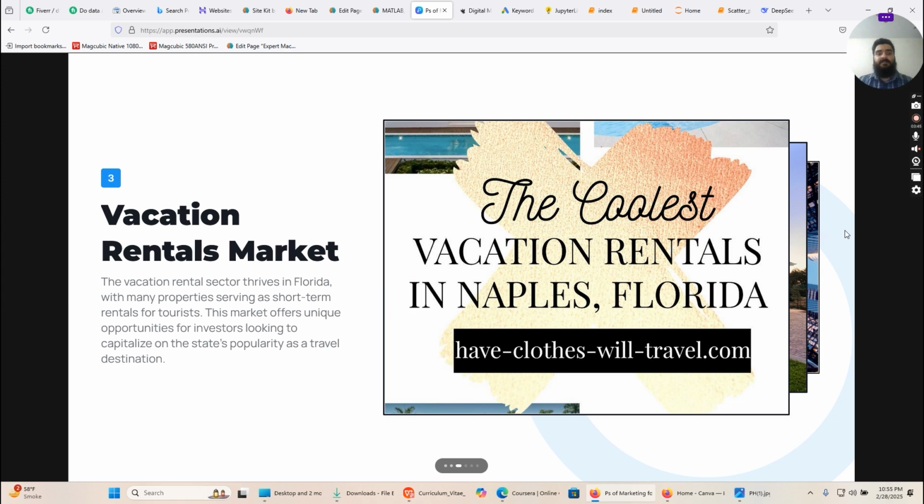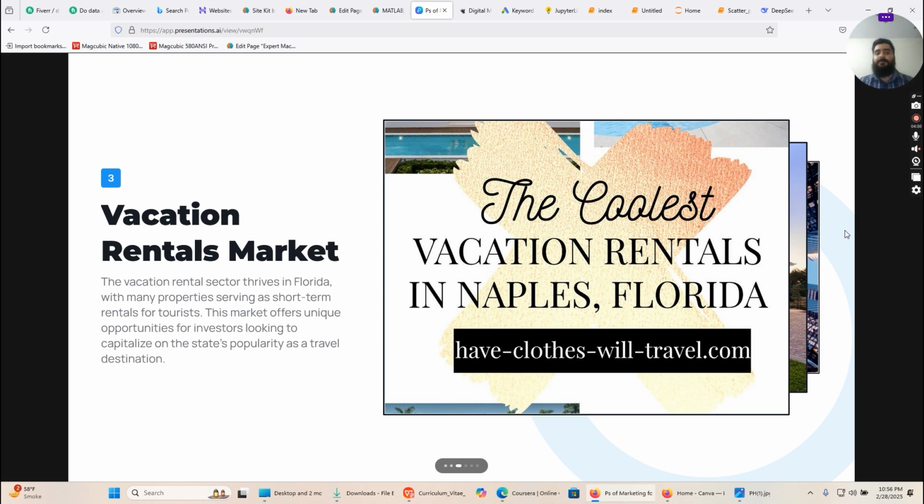Let's talk about the vacation rentals market. The vacation rental sector thrives in Florida. Why? Florida is well known for its tourist activities. A lot of people visit Florida to spend their vacations. Those tourists are looking for rentals. They might rent a property for a week, they might rent a property for a month, or the people coming to Florida might want to get married there. So they would look for the kind of property that is luxurious, that has cozy space, that has some beautiful views, where they can make good memories of their special event.